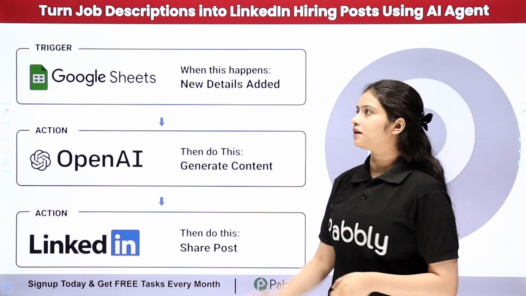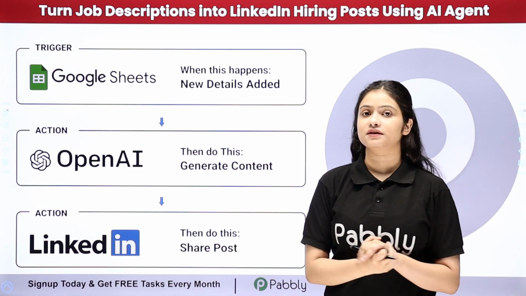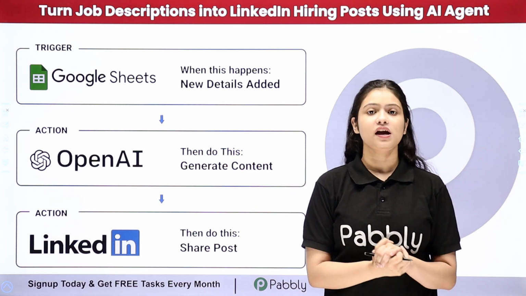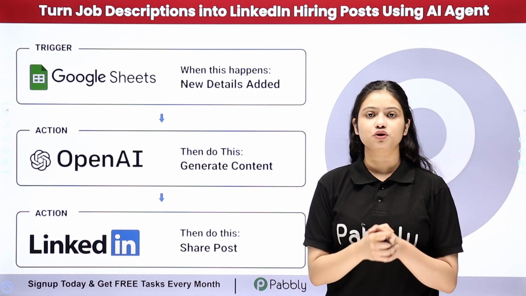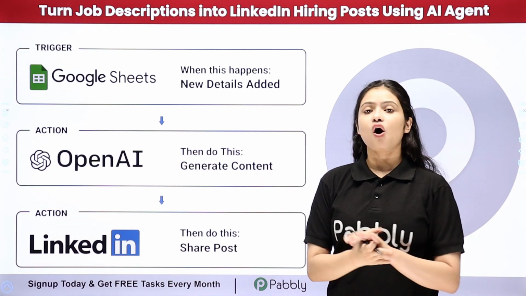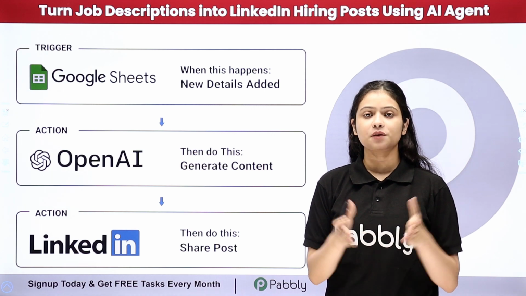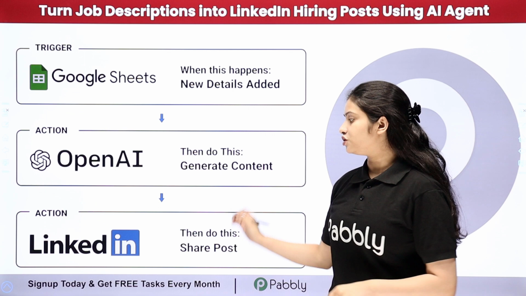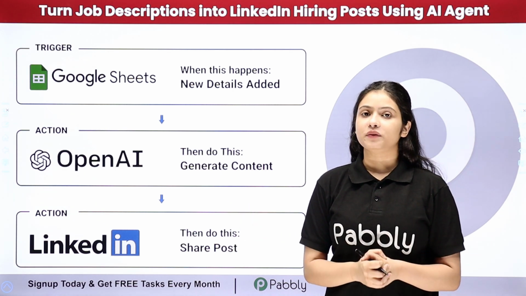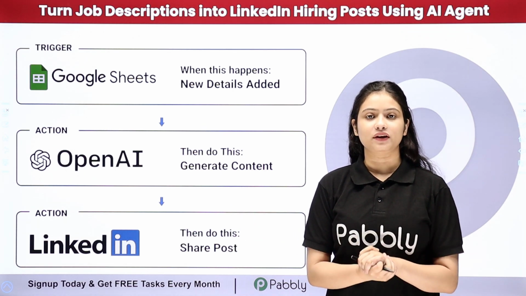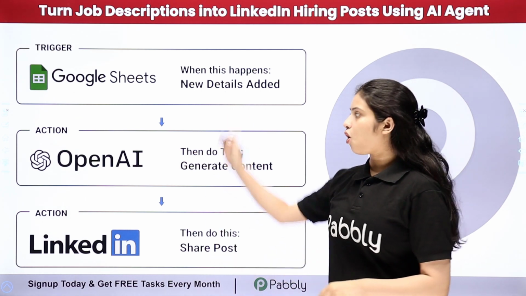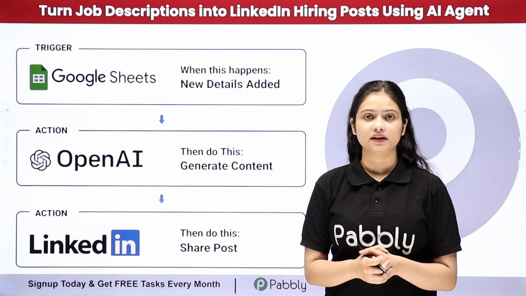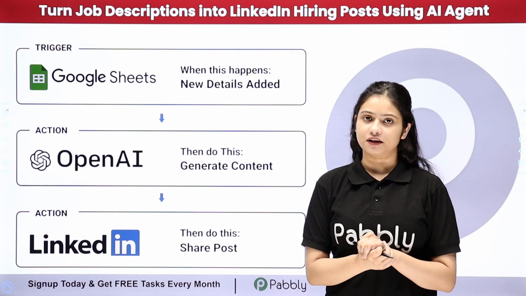I will be simply connecting my Google Sheets, my AI agent that is OpenAI and LinkedIn in such a way that every time a new job description is going to be added in my Google Sheets, automatically according to that job description, a post content for LinkedIn hiring post is going to be generated and also it is going to be shared on LinkedIn. Now to automate this entire task, I'm not going to use any coding and programming skills. I will be connecting all these applications with the help of Pabbly Connect. That is an amazing automation and integration software.